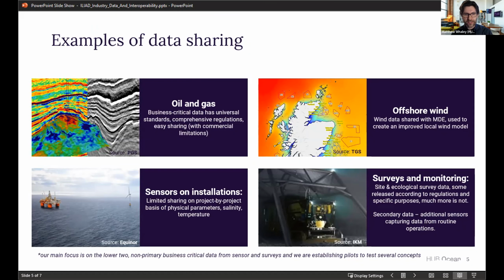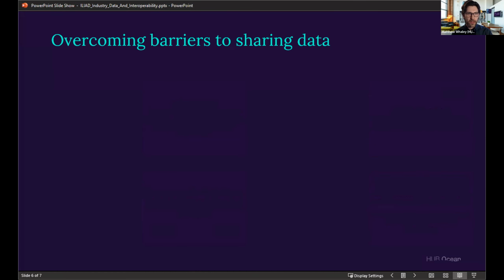Just to mention, these bottom two are what we at HubOcean are really focusing on here: getting sensor data and surveys. We are establishing pilots to test out different ways of doing this in different contexts, because whilst there are examples of it, it's quite an immature domain, this kind of data sharing. It's not so coordinated, and we really need to raise this and try to overcome some of the barriers to get more data shared.